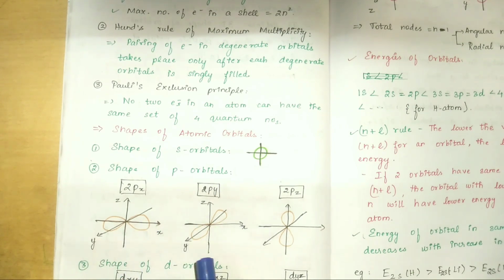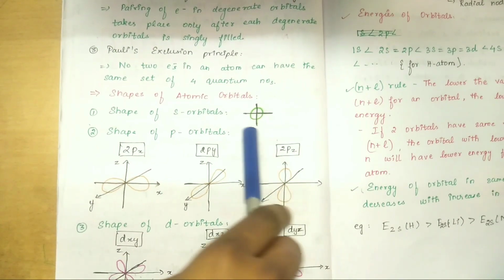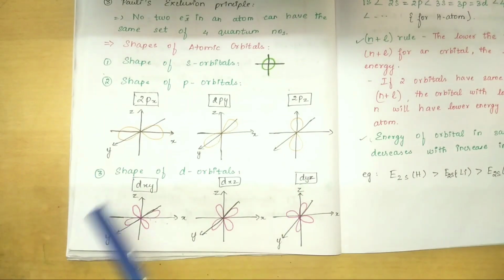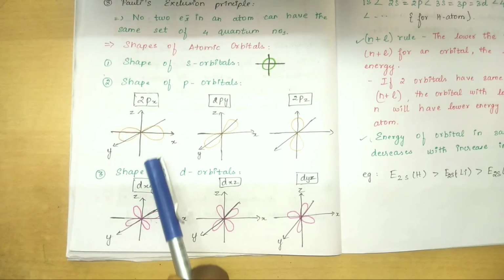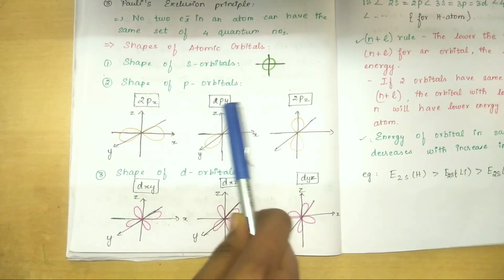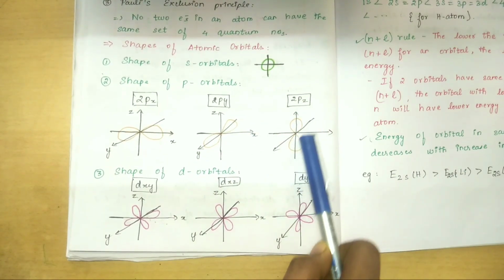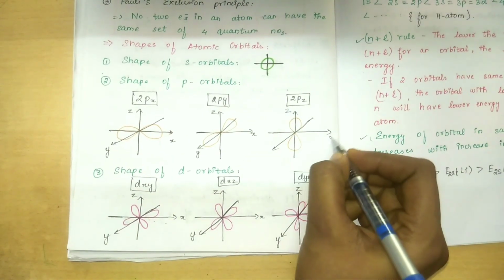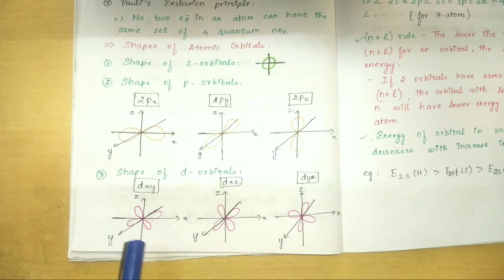Then the shape of atomic orbitals. It is easy. The shape of an s orbital is spherical. The shape of a p orbital is dumbbell, and its orientation makes sense. Here 2px means it is aligned along the x direction. This dumbbell is oriented in the x direction. If it is 2py, it is aligned along y. If it is 2pz, it is aligned along z. Here it is z, here x, here y.